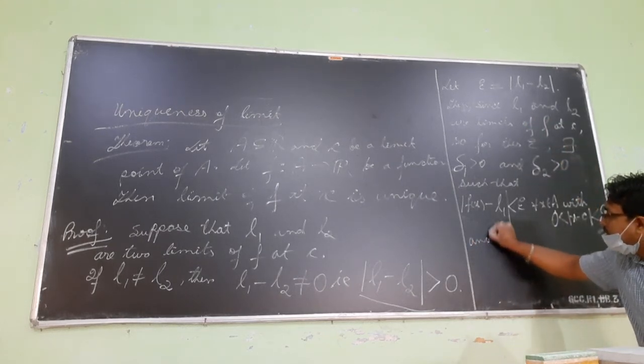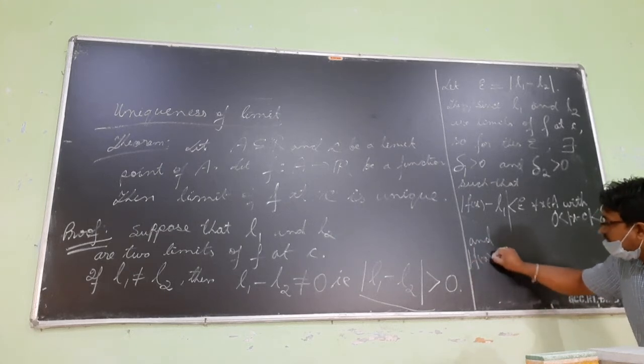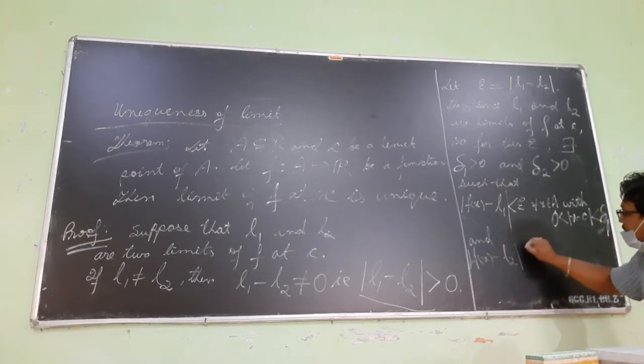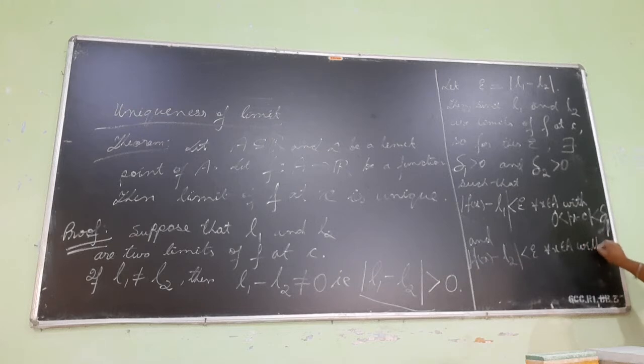So we will write mod of f(x) minus L2 is less than epsilon for all x in A with 0 less than mod of x minus c less than delta 2. Clear?